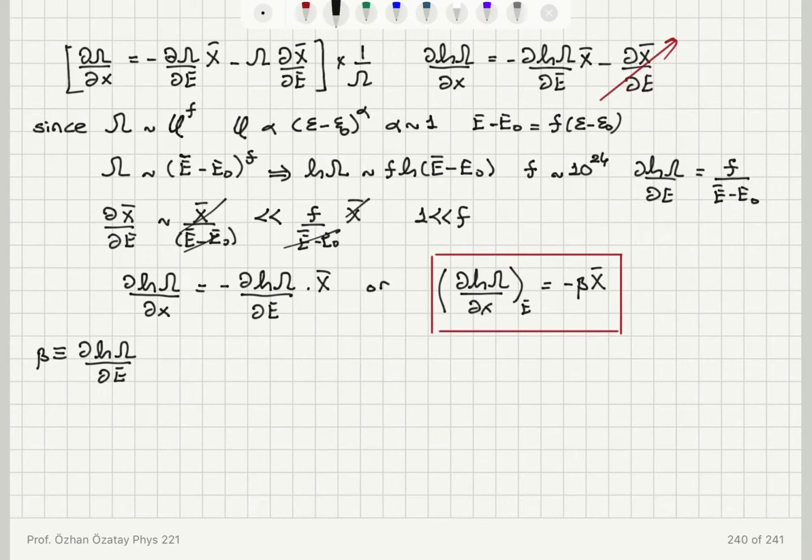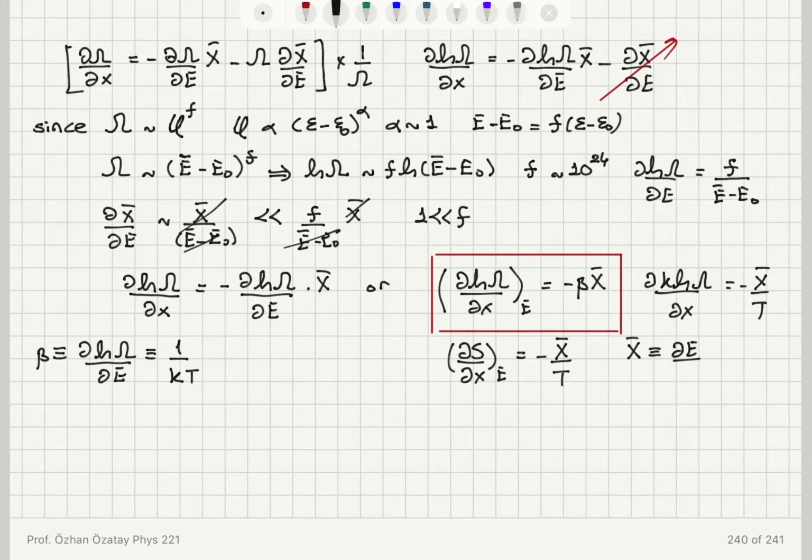We can take it one step further. If you multiply this equation with k, the derivative of k ln omega with respect to x will be, since beta is 1 over kT, minus x bar over T. So we find that the derivative of entropy change with respect to external parameter change under constant energy is minus x bar divided by T. And once again, remember, x bar is the average value of ∂E/∂x. So this is averaged over all states R.